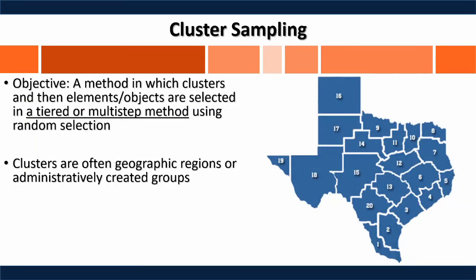The last method of random sampling we'll discuss here is cluster sampling. Researchers who use cluster sampling understand that, like in stratified random sampling, the population is comprised of subgroups. In cluster sampling, unlike stratified sampling, the smaller groups or clusters are either naturally occurring, like in geographical regions, or administratively created, like in school districts.